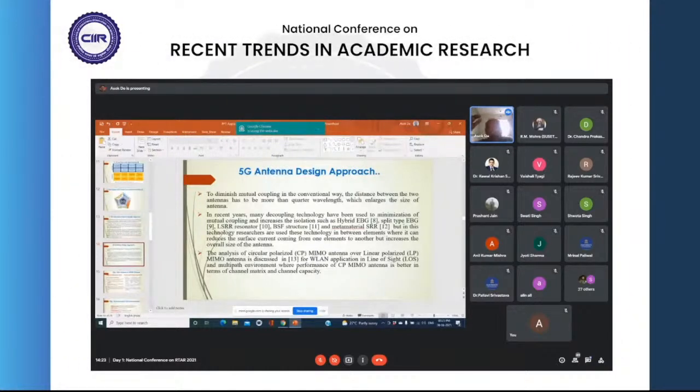So here in the 5G antenna design system, we cannot use a very large antenna, because space is also a constraint. So we have to make our antenna small, but at the same time, we have to reduce the mutual coupling.